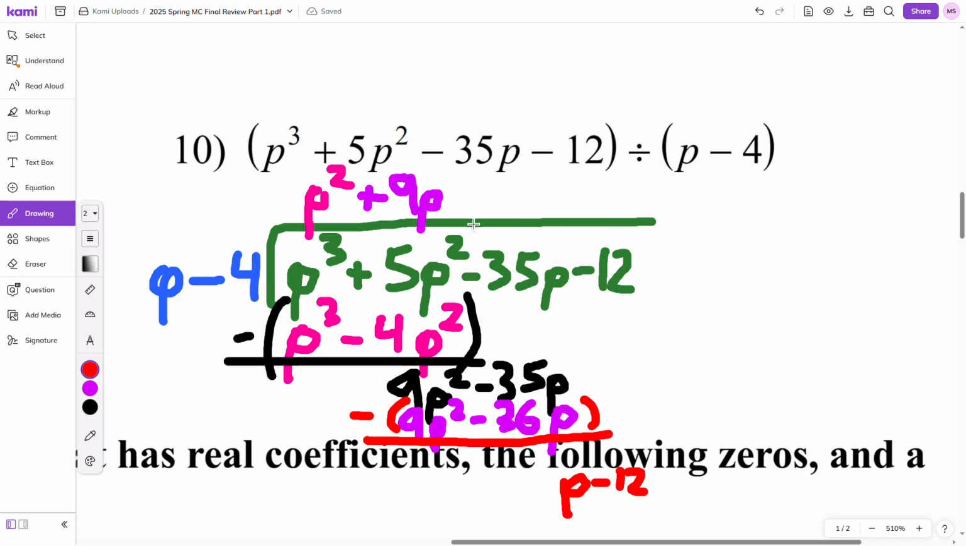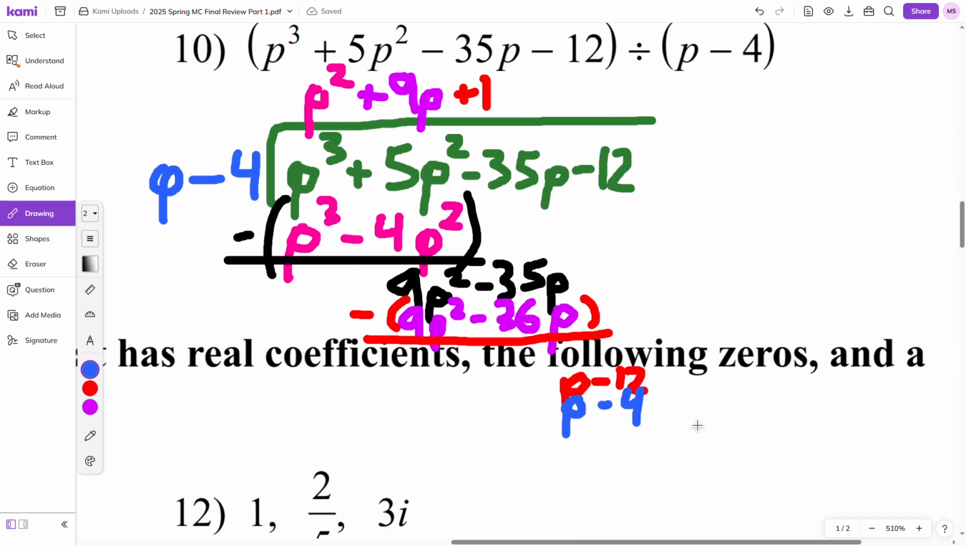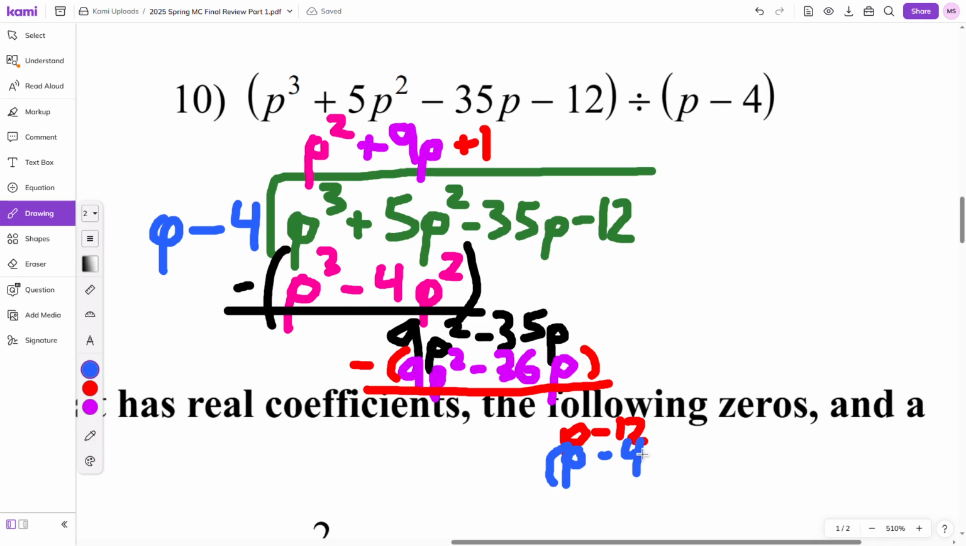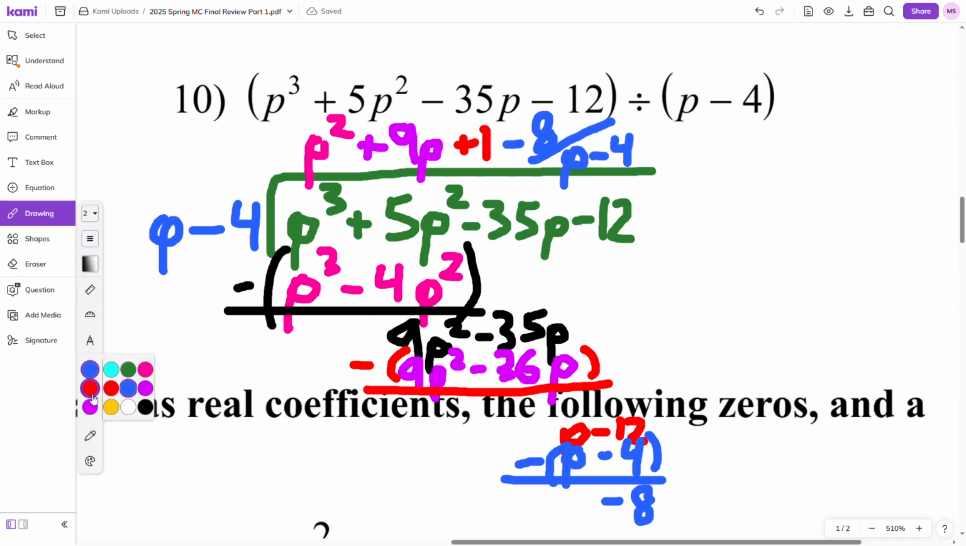And then we do that again one more time. P divided by p is 1. And then 1 times p minus 4 is p minus 4, of course. I can scroll down a little bit. Subtract that from what's above, and you get minus 8 as your remainder. So what that means is that we have minus 8 over p minus 4 as our answer. So this right here is the result of that division.